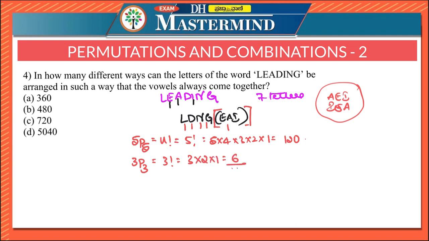Therefore, here we can say that the required number of ways will be obtained only after we multiply both the arrangements. So both the number of ways. Here it comes down to 120 into 6, which is equal to 720. Therefore, the word leading can be arranged in 720 different ways in such a way that the vowels E, A, I are always together. Therefore, the right option over here is option C, 720.